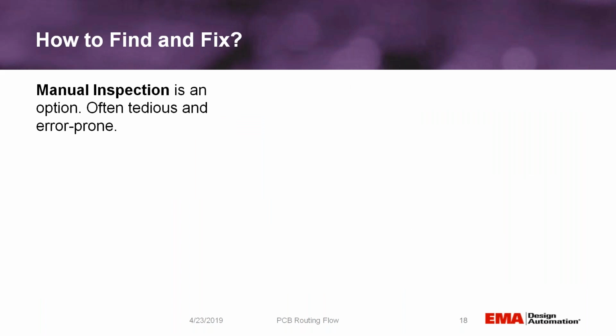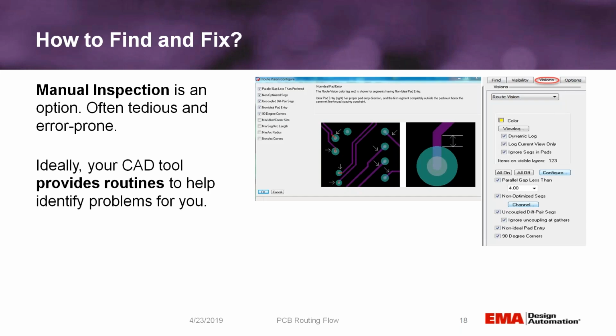So manual inspection is often what people would do, right? They would just go through layer by layer and look for defects. This can be tedious, and depending on the size of the board, it can also be error prone. What if I miss something, right? So ideally, your CAD tool can provide some tools to help you identify these problems.